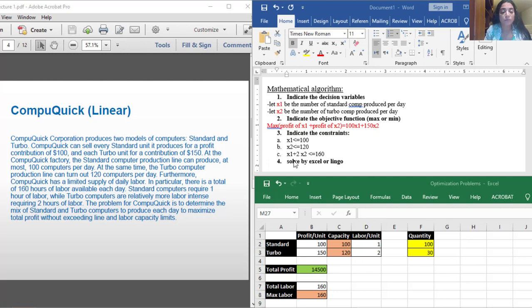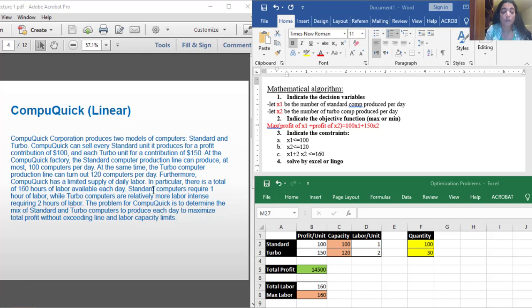And then we have some constraints because, in fact, in the problem itself, they said that the standard computer production line can produce at most 100 computers per day. So that's why x1 must be less than or equal to 100, and x2 must be less than or equal to 120 because of this sentence here. At the same time, the turbo computer production line can turn out only 120 computers per day.